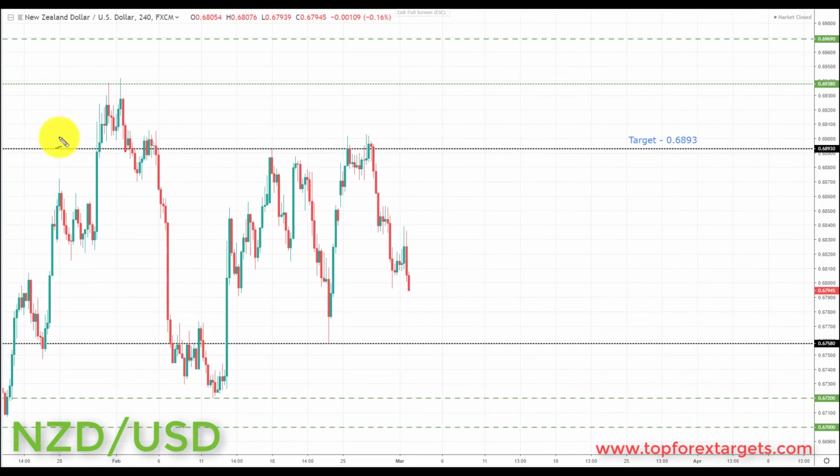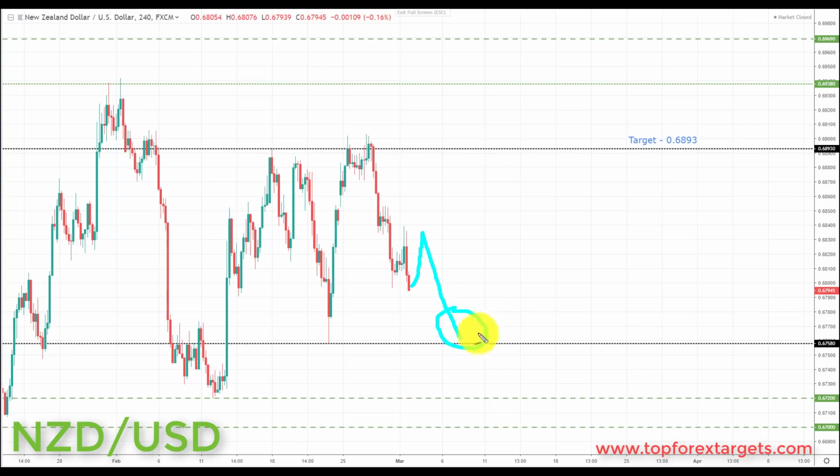Now we start the week again inside a range in the New Zealand dollar, which is not surprising because the dollar index itself is fairly neutral. Since bouncing from the key area of resistance at the 0.6893, we are approaching the range bottom at the 0.67580. So we're going to be looking for price to come down and trade into the range bottom at the 0.67580.